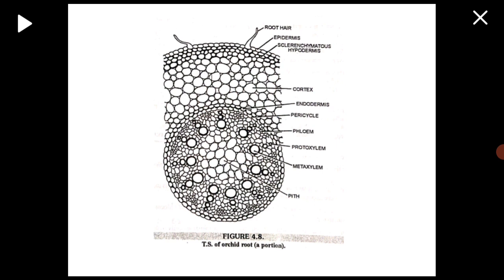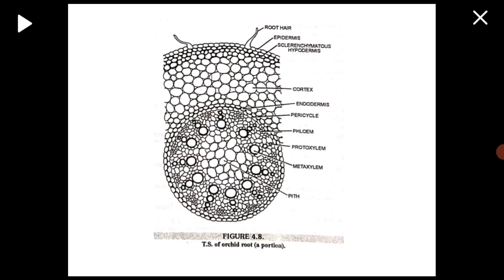Outline of TS is circular. Epiblema is single layered, consists of thin walled cells. A few tubular root hairs arise as unicellular elongation of epiblema cells. Cortex is massive, consists of thin walled parenchymatous cells with intercellular spaces.